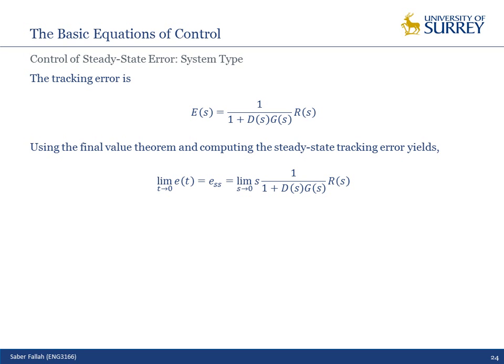But before that, look at the steady state error using the final value theorem. E_ss, when t goes to infinity, sorry, another typo here, t goes to infinity, not 0. When t goes to infinity, E_ss will be the limit of s times 1 over 1 plus D(s)G(s), when s goes to 0, multiplied by R(s).